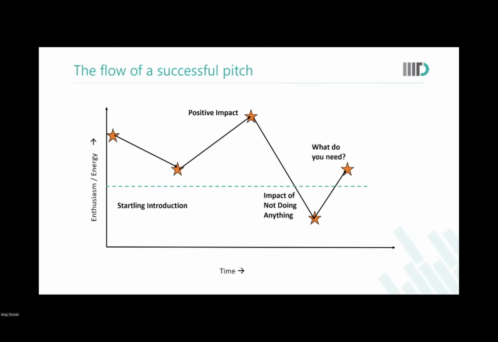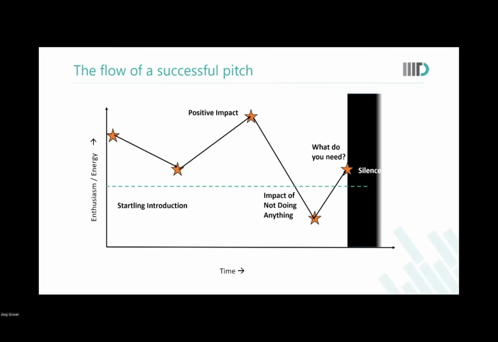After this, it's very important that we give them a window of silence. We just stay quiet and we are standing there. We let them absorb the positive impact, the impact of not doing anything, and we let them think about whatever numbers we have given them. We let them ponder on that, and we let them ask questions. This 1 minute silence. If it is a 5 minute presentation, then you would probably speak for about 3.5 to 4, 4.5 minutes, and then you should go silent. You should go silent in anticipation.